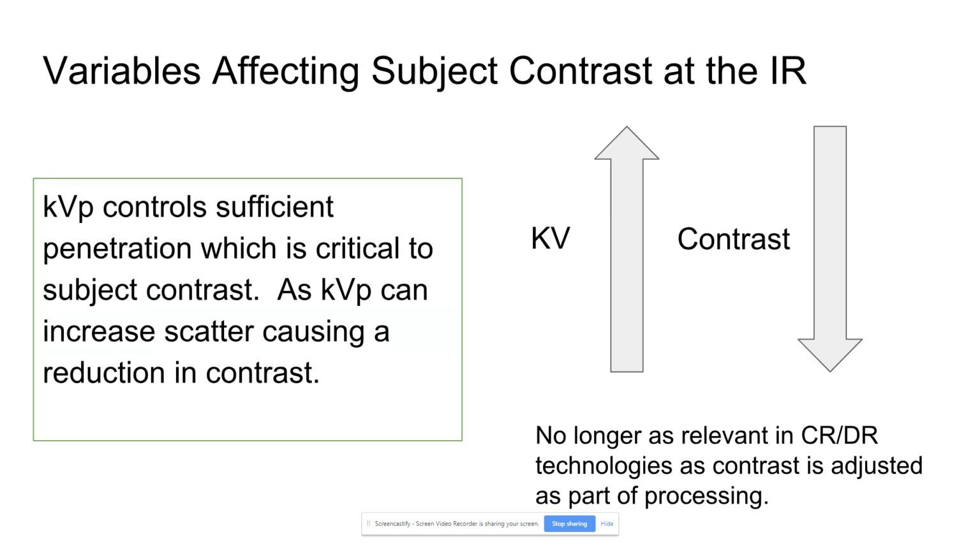So this always increased kV is better. So the rule will always increase kV. I don't know. I can tell you that from analog to digital imaging, when we were using film, the techniques now are about 10 to 15 kV higher across the board for every exam.